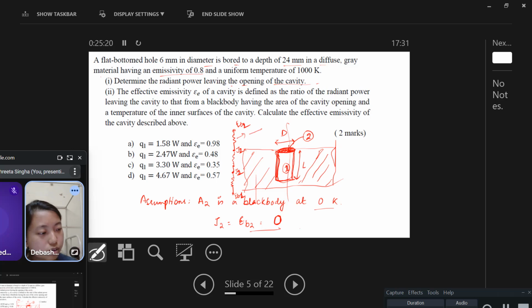Now this resistance is equal to (1 minus epsilon 2) divided by A2 epsilon 2, and the one between is due to the view factor, the view factor between 1 and 2. So the resistance in between will be 1 by A1 F12, and last, this resistance will be (1 minus epsilon 1) divided by A1 epsilon 1.